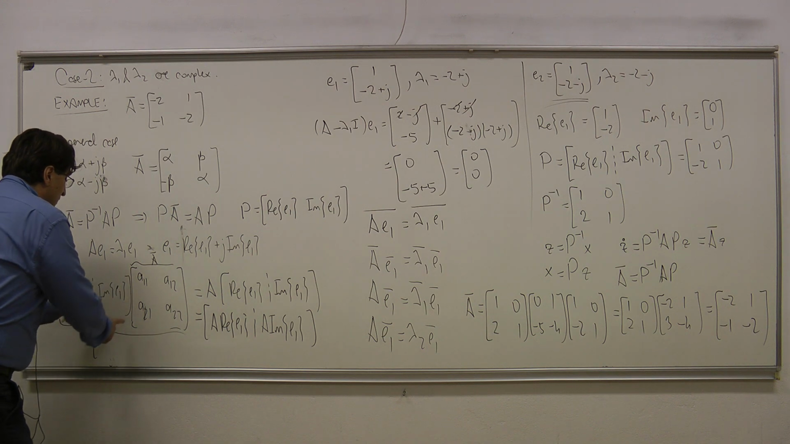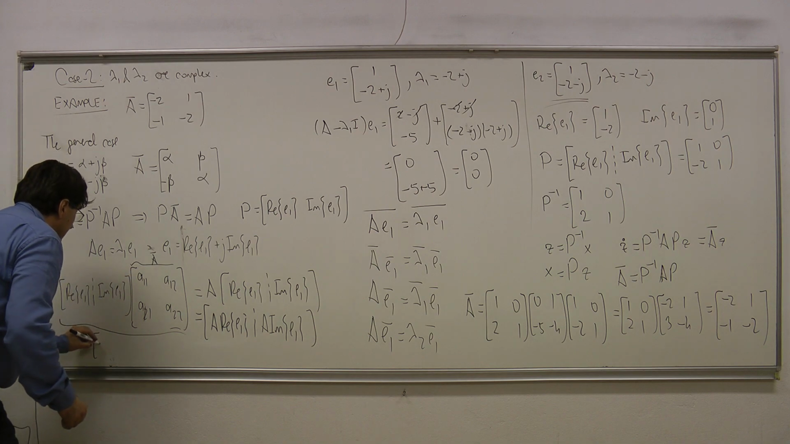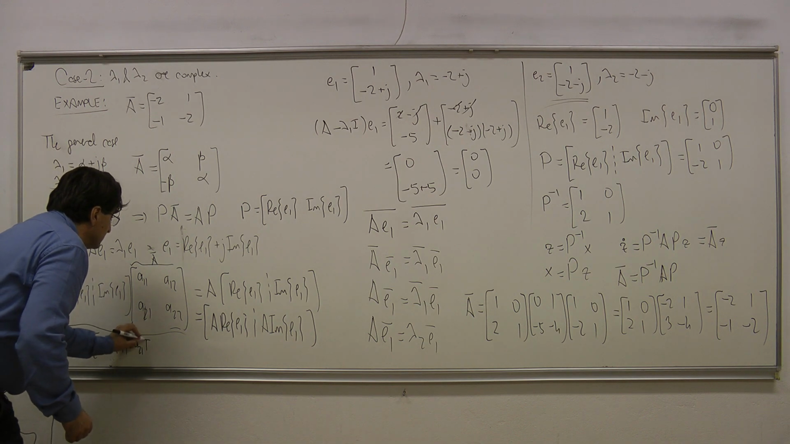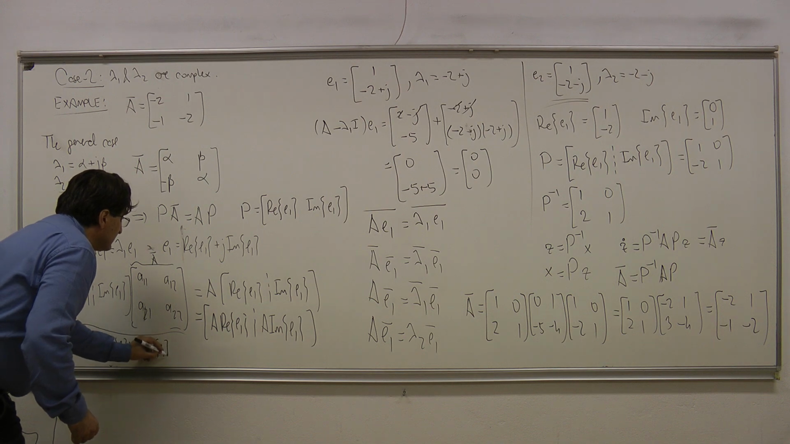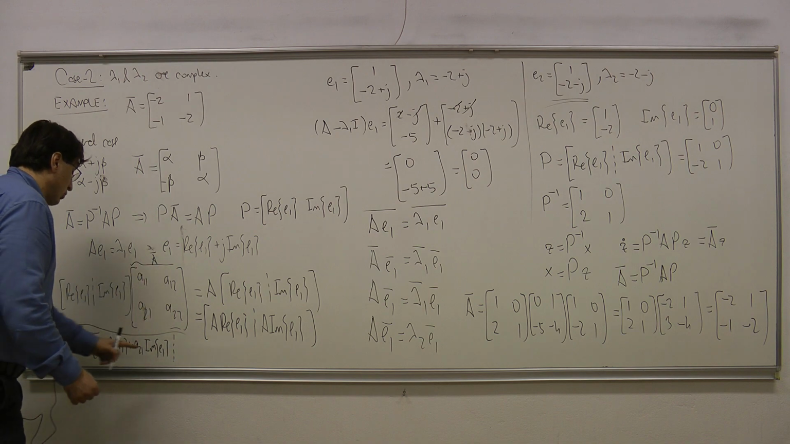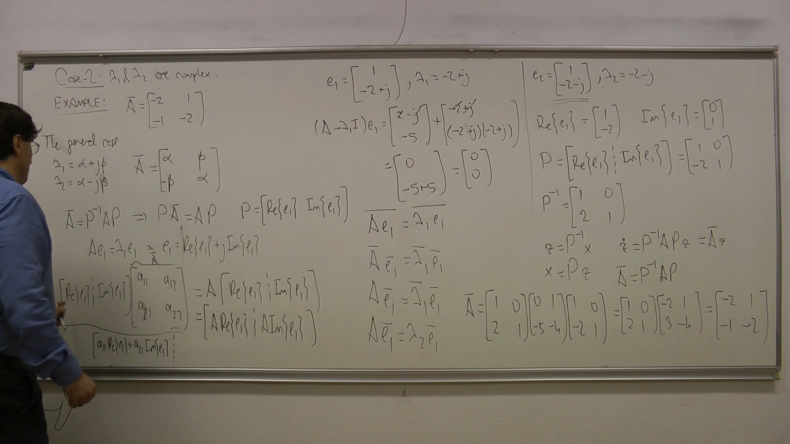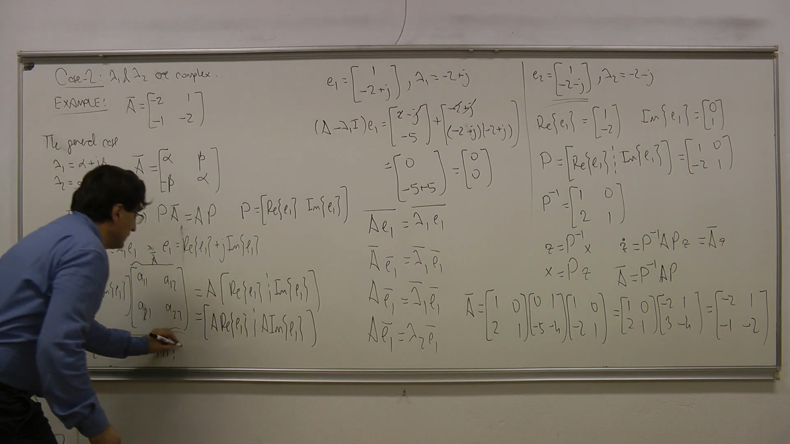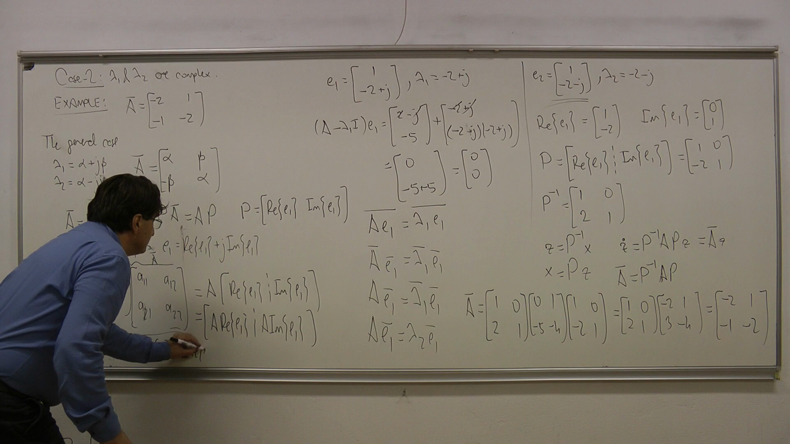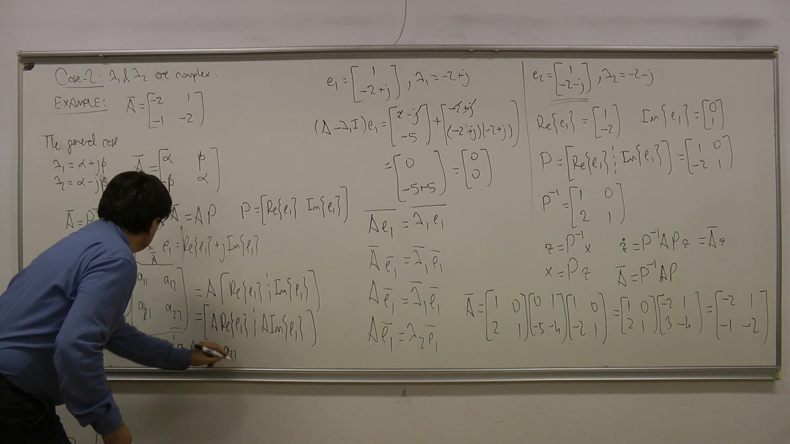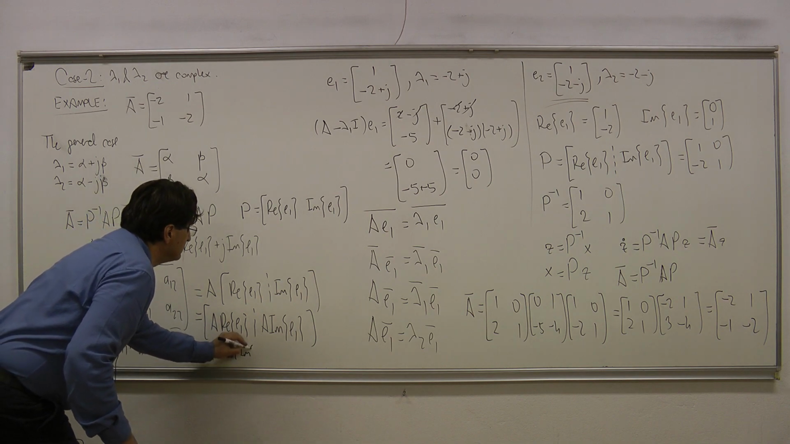A11 times, the first column is going to be A11 times this, A11 times real E1, plus A21 times the second column, imaginary E1. This is going to be my first column on the right-hand side, and the second column on the left-hand side is going to be A12 times real E1 plus A22 times imaginary E1. Okay?